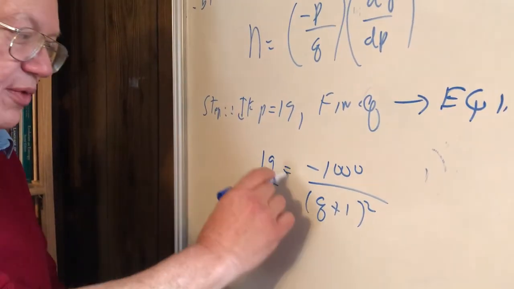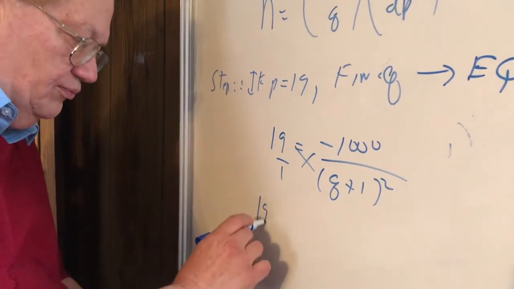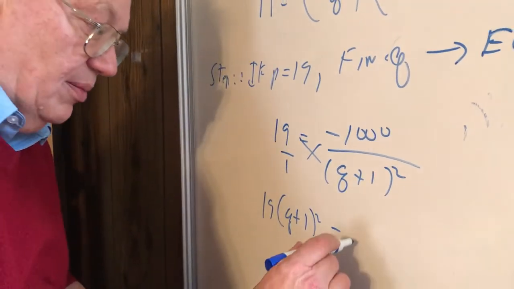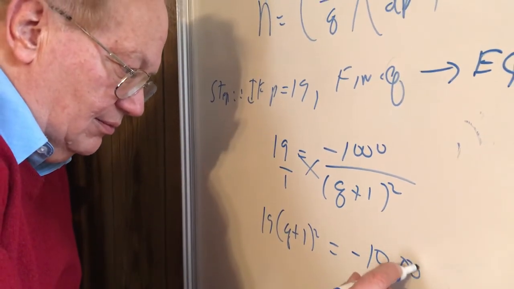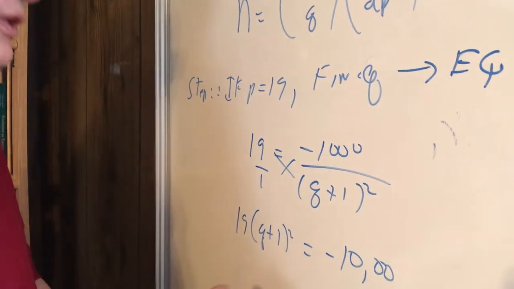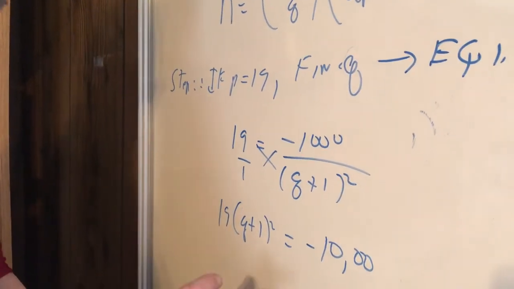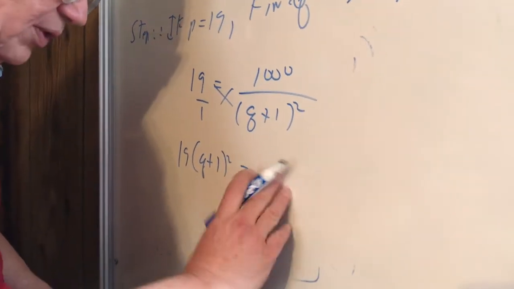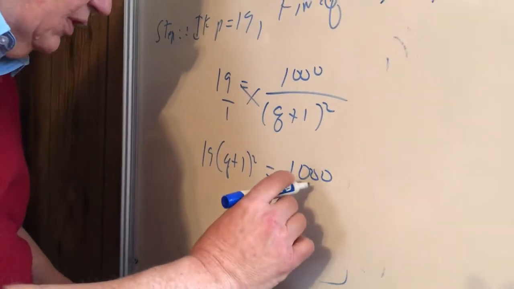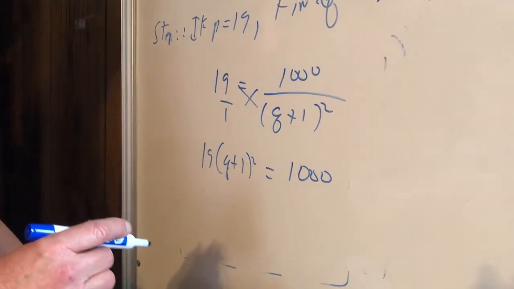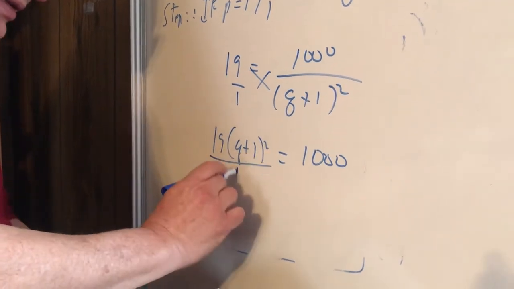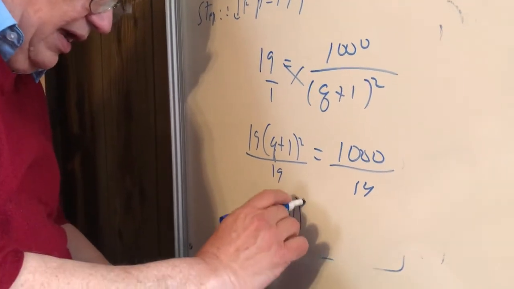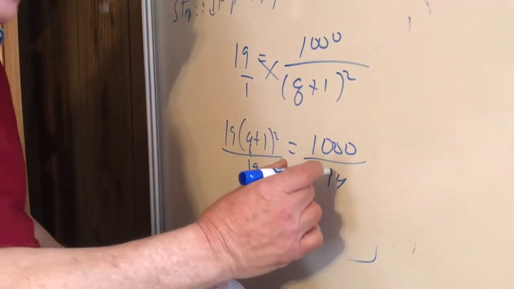In this case, I would cross multiply. The idea is to find Q. That's going to equal 1,000. What is it, 1,000? It says no minus. It's just plus, right? Yeah. Okay, so it's 1,000. That's it. So now divide by 19. (Q plus 1) squared equals 1,000 divided by 19.